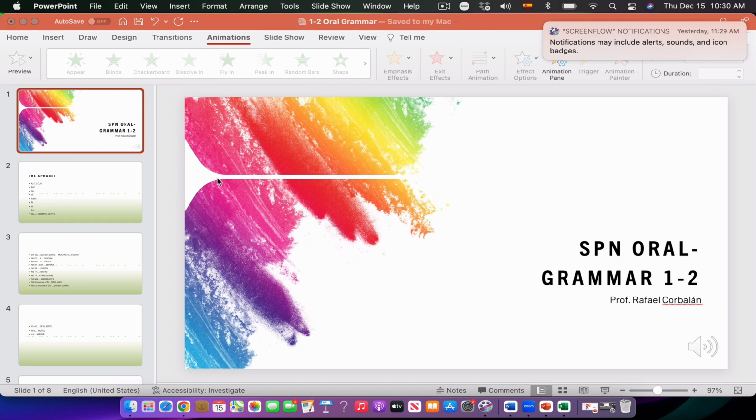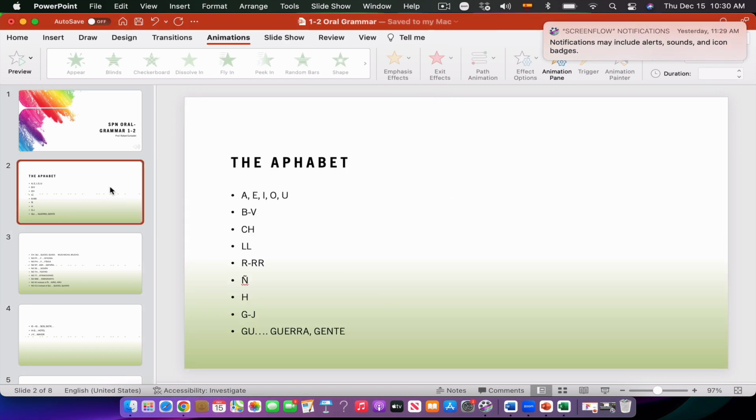Today we're going to see the alphabet and some conversations in Spanish. So let's begin with the alphabet. The alphabet in Spanish is very similar to English, but there are some differences, some situations that are different in both languages. So I'm going to point out those, and I'm going to comment a little bit on how we use the alphabet and how we create words in Spanish.